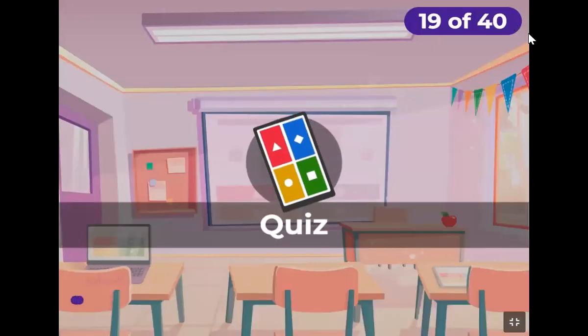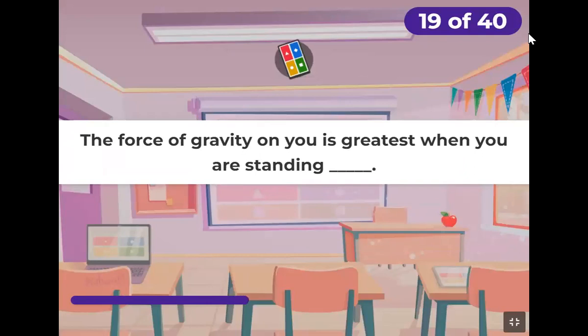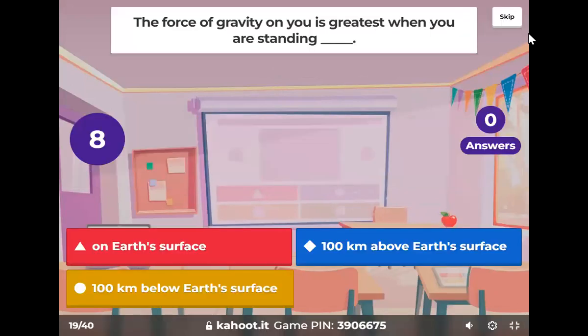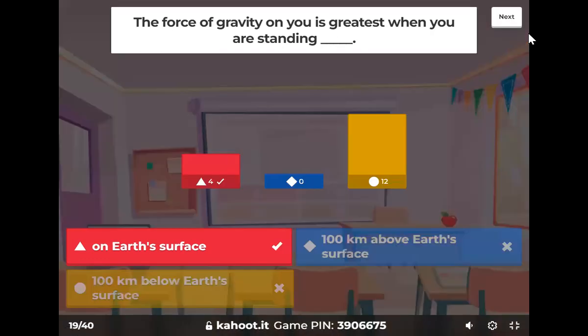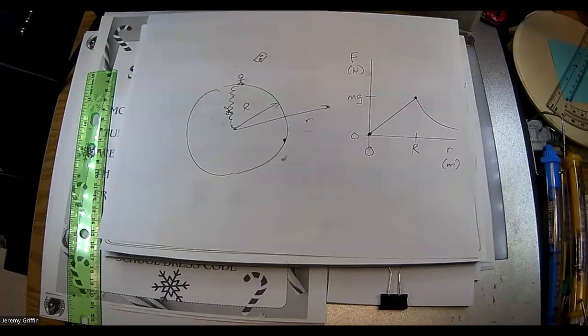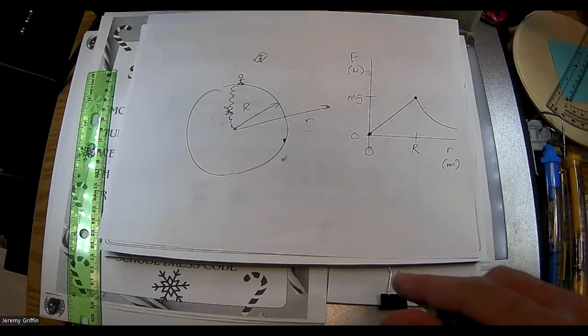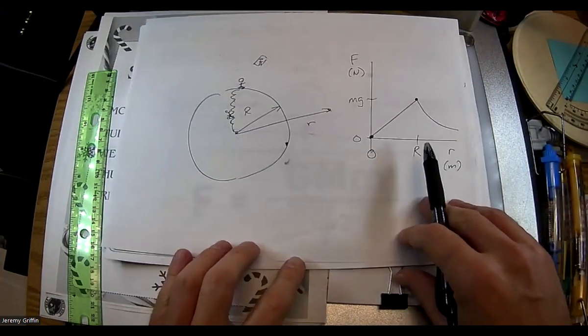All right. The force of gravity on you is greatest when you are standing at Earth's surface. Now this was a specific story I walked you guys through a few months ago. So let's walk through the story. I think I did make a poster, so I just want to have it printed out.